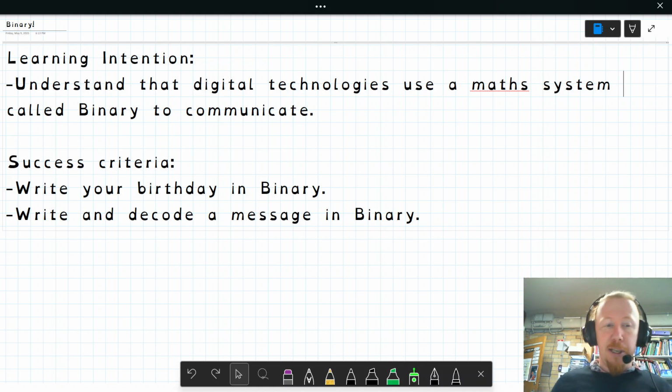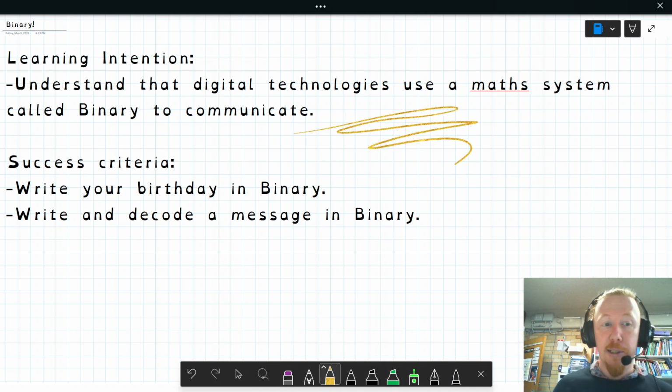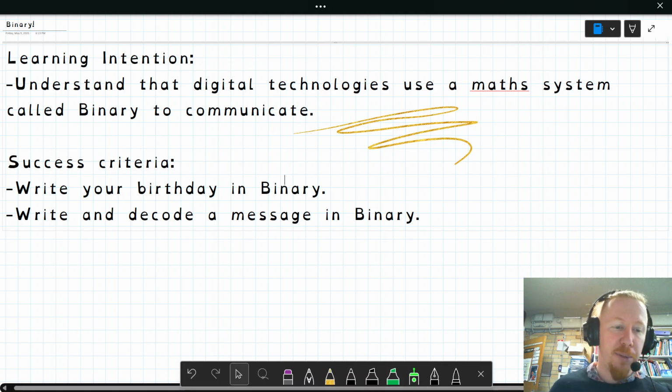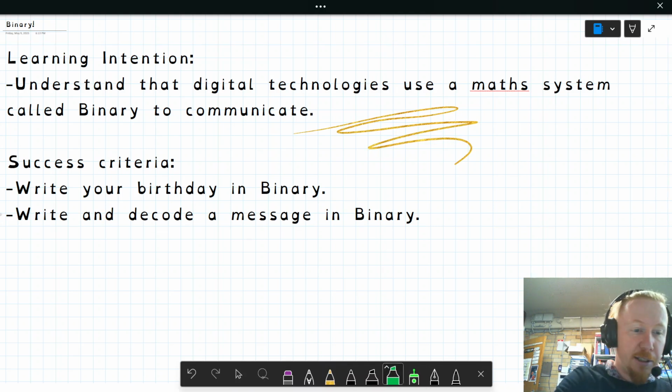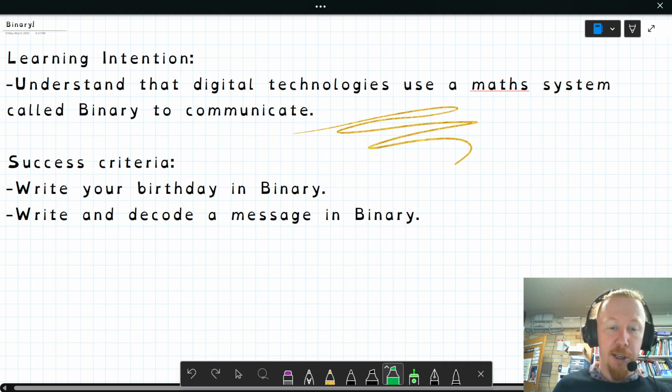Before we get onto that, though, let's take a quick look at what we're going to be learning today and what our success criteria are. What I'd like you to walk out of here with is an understanding that digital technologies use a math system called binary to communicate. We should probably say a number system rather than a math system, but here we are. And success criteria. If you have done these things when you walk out today, you have been successful.